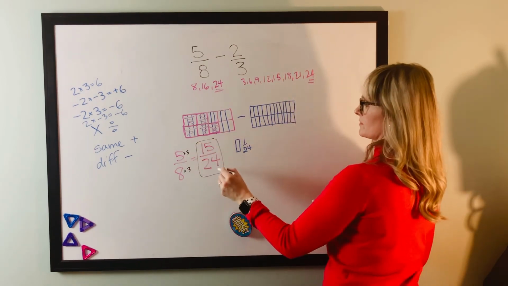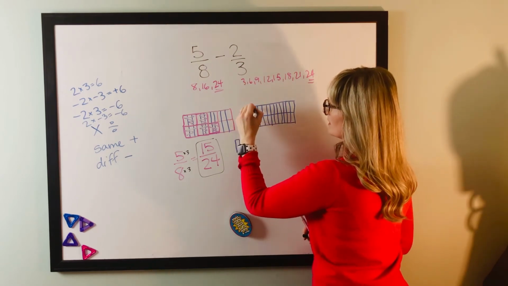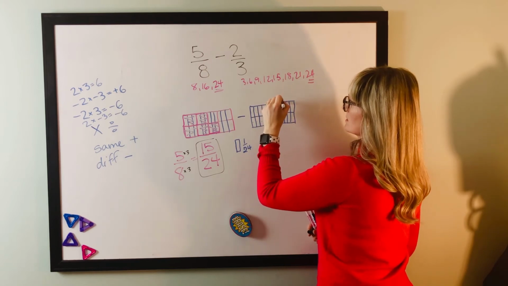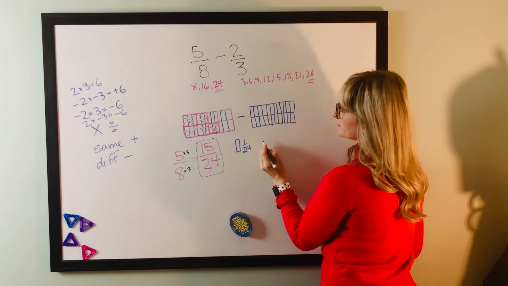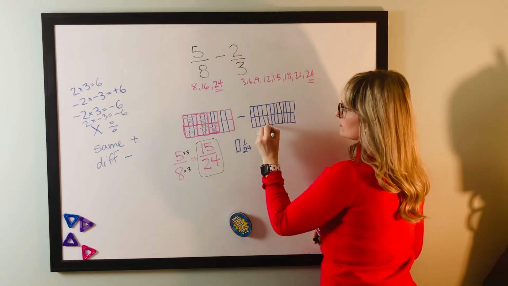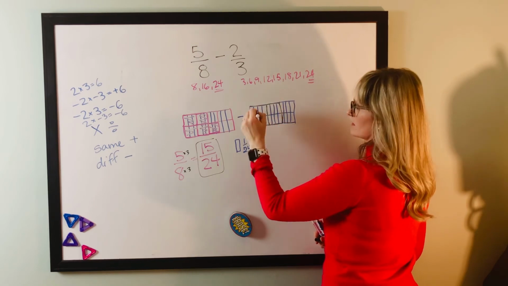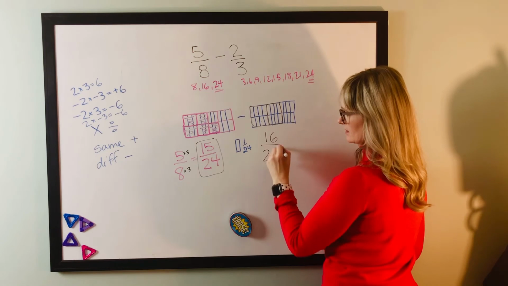15 24ths. Take away, we had 2 thirds. So again, we have to have 1, 2, 3, 4. So this is 1/3. This is another third. And that's the third. So we have 2 thirds. So we have this whole thing and this whole thing. So there's 8, 16. 16 24ths.